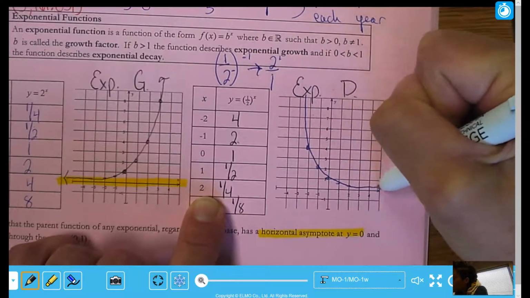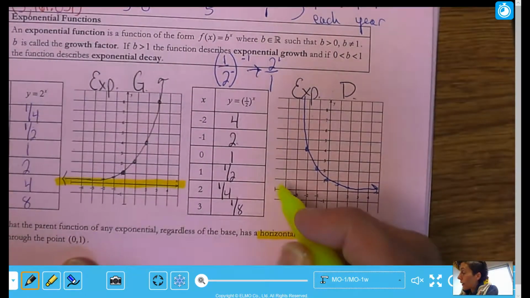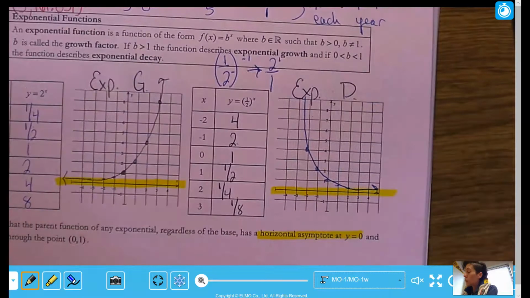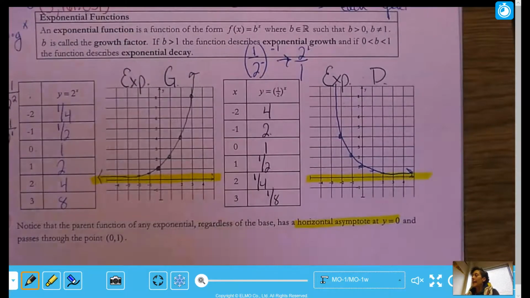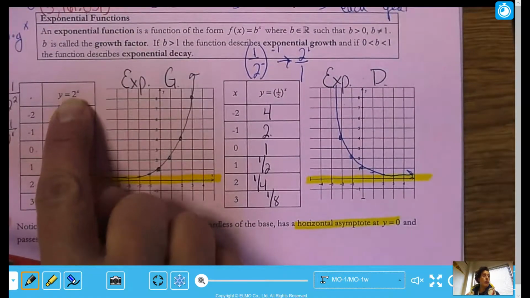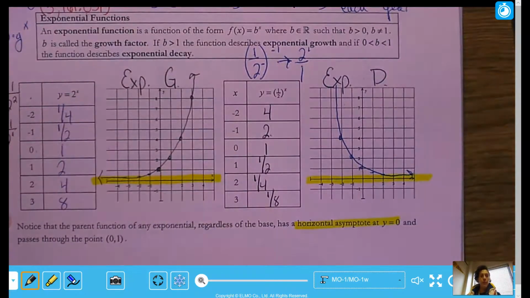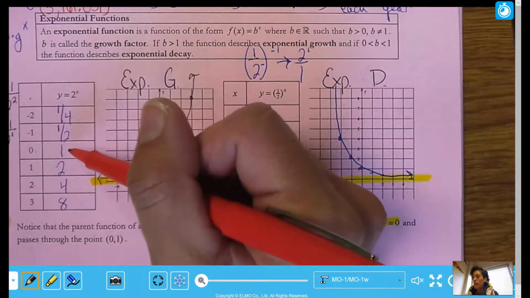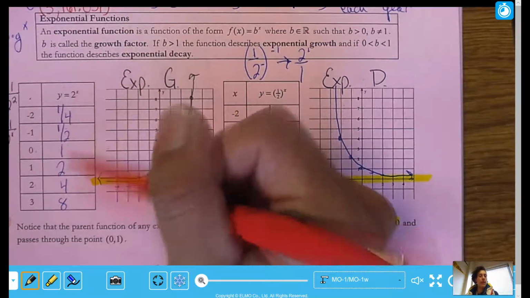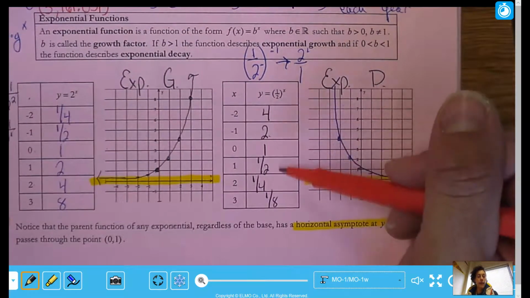And again, we've got this wall, this horizontal asymptote that's just going along right here. Okay? And how do you know if it's growth or decay? So one last thing before hopefully the bell rings is, as I told you in Algebra 1, you learned that the number right in front of the exponent is called the growth factor. And the growth factor is what you multiply by to get from one number to the next in a table. So this says I should be multiplying by 2, and this says I should be multiplying by half.